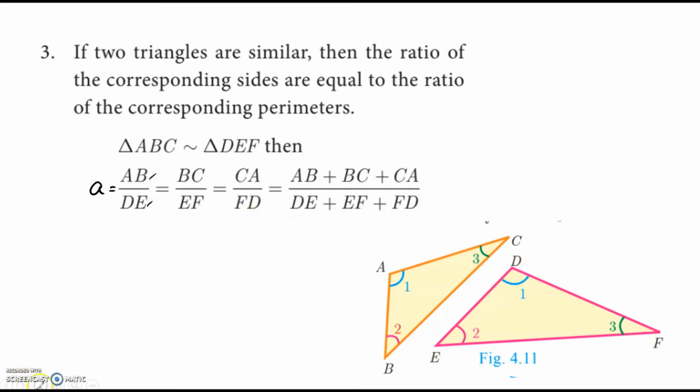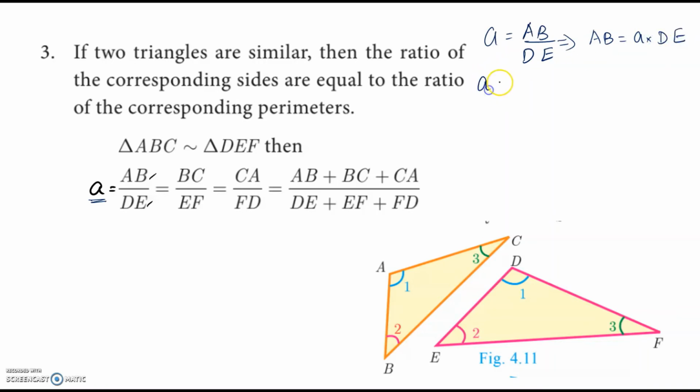Okay, so what I would do is I'm going to call this equal to A. AB by DE is equal to A, BC by EF is equal to A, and CA by FD is equal to A. So let's see what happens. A is equal to AB by DE. So what would that mean? That means my AB is equal to A times DE.